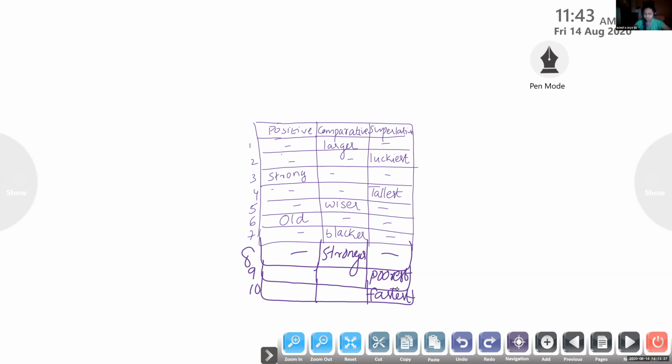I hope that you have also completed the table. The first one is larger. Second one is luckiest. Third one is strong. Fourth one tallest. Fifth one wiser. Sixth one old. Seventh one blacker. Eighth one stronger. Ninth one poorest. And 10th one fastest. Please write positive and superlative.